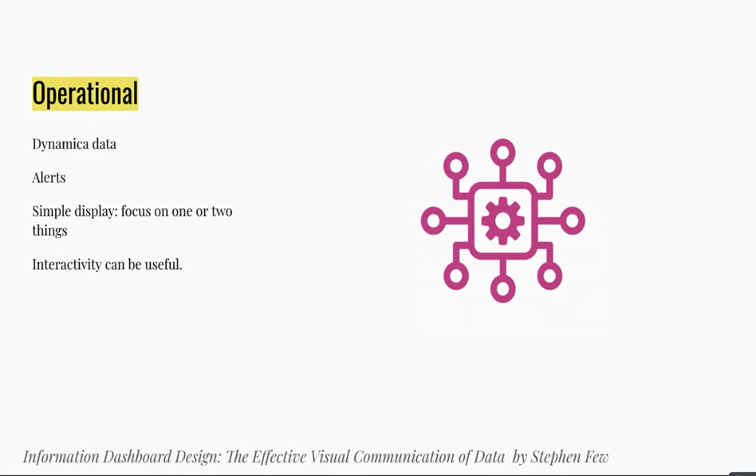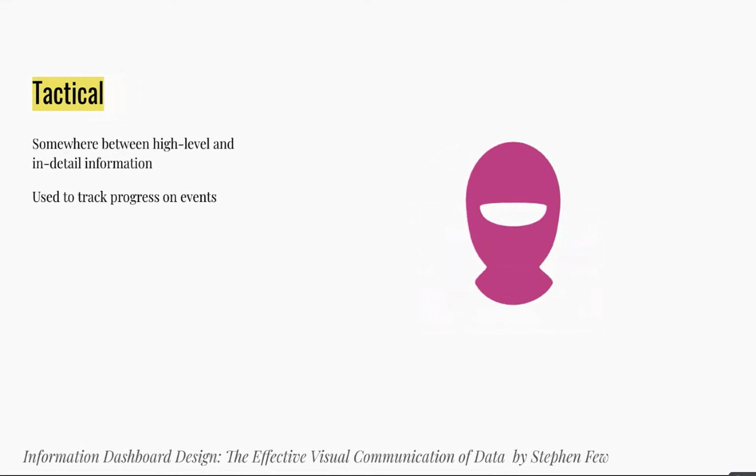You may have 7 screens that have 7 different dashboards, and each one of them is focused on one thing. And interactivity would be useful too. If an alert pops up that says the electricity is failing over there, you want to be able to click on where that's at.